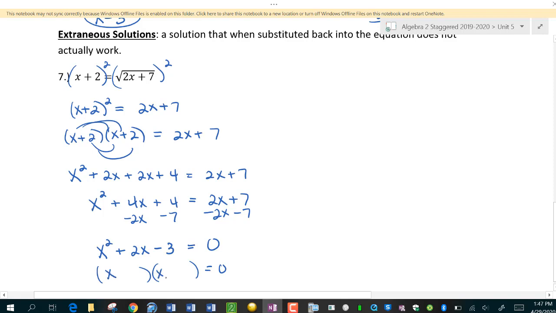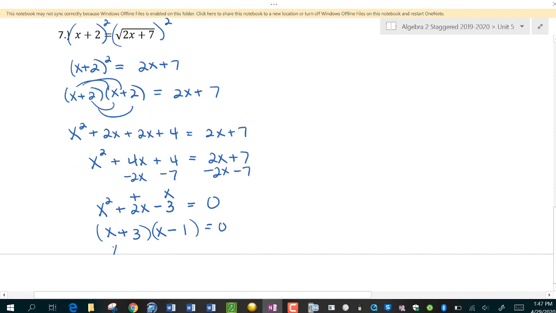So I have an x and x. I need two numbers that multiply to negative 3 and add to 2. So 3 and 1. I'm going to make the 3 positive and the 1 negative, because 3 times negative 1 is negative 3, and 3 plus negative 1 is 2. So I end up with two solutions: x equals negative 3 and x equals positive 1.